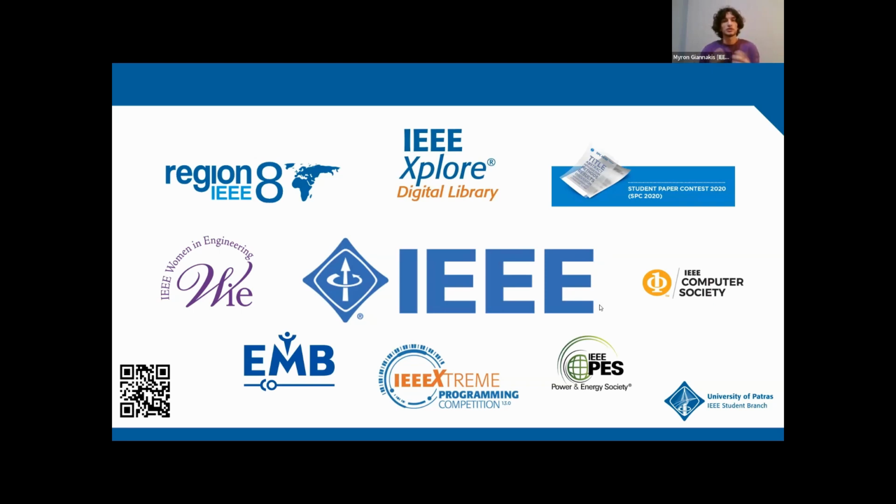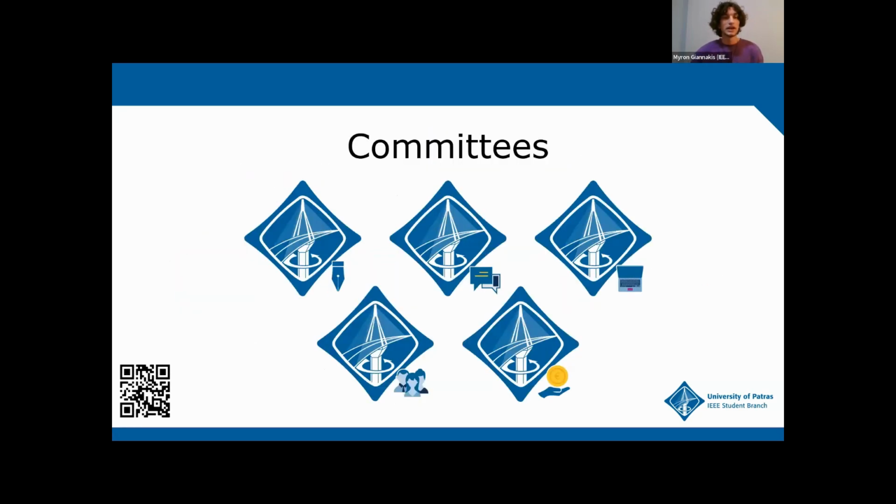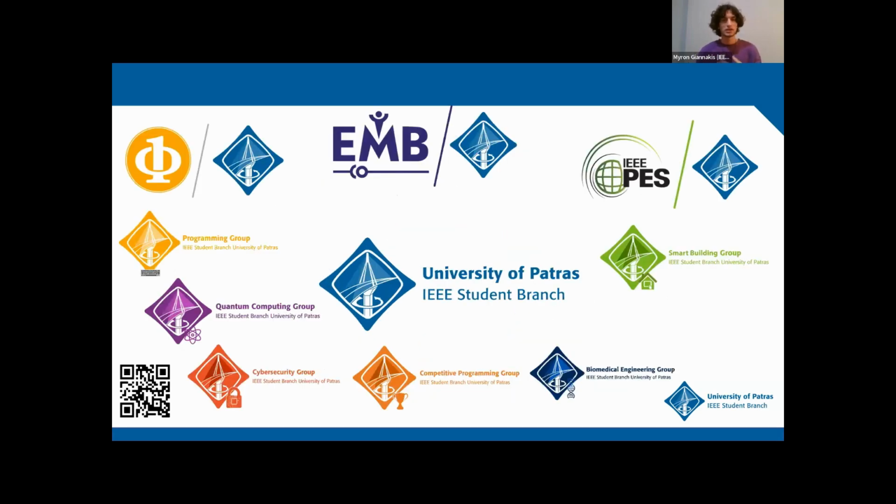We are a team of student volunteers organized in committees for human resources, public relations, and fundraising, and we have some organized chapters, three big societies: the Computer Society, the Biomedical Society, and the Power and Energy Society. Under each chapter, there are different scientific groups that meet weekly or monthly, depending on what they are organizing at that time.